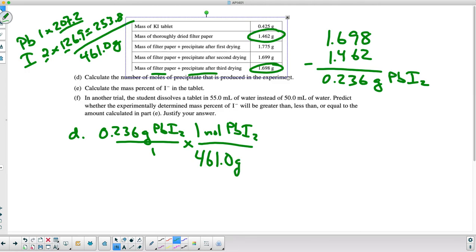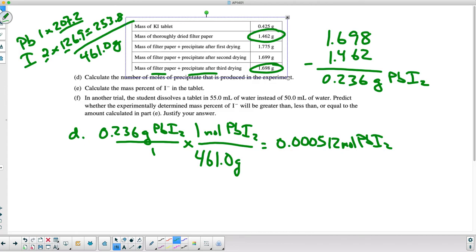Okay, so what I get from that when I divide the two is 0.000, three zeros, 512, and that's the number of moles of PbI2. Okay, good. So that's the first part.